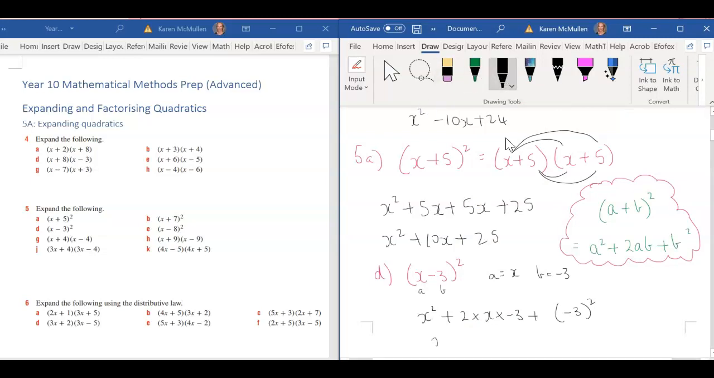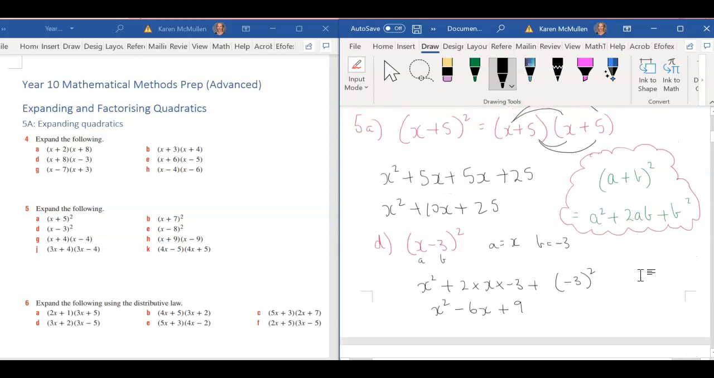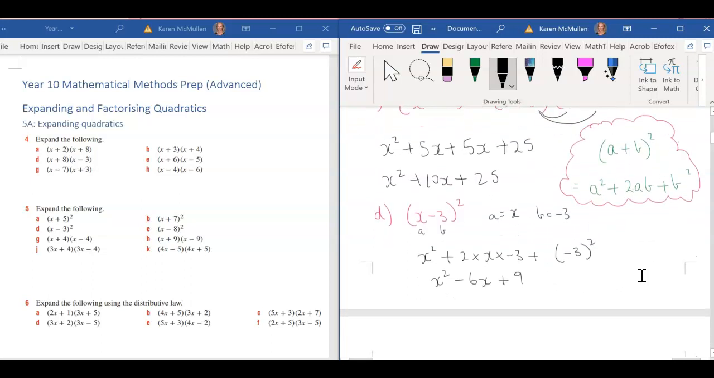All right, so we've got x squared. 2 times negative 3 is negative 6x. And then negative 3 squared gives you 9. So it's just, I guess, a little bit of a shortcut. You can do FOIL, okay, but you do need to know that relationship because when we do factorizing, you do need to know this rule that I've put in a little cloud on the right side.